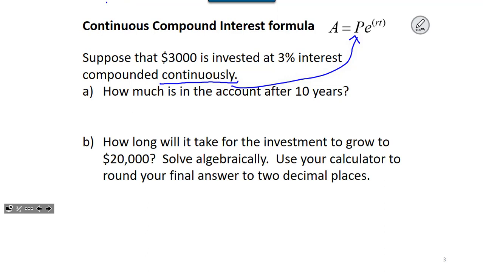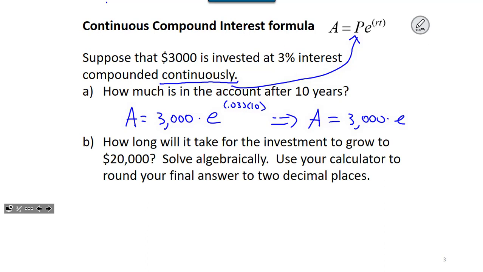And so in that situation, A is equal to 3,000 times e raised to the 0.03 times 10. And so that says that A is going to be equal to 3,000 times e raised to, then we have the 0.03 that we're going to be multiplying by 10, and so that's just going to turn into 0.3. 0.03 times 10 is going to leave you with 0.3. So on my calculator, I would have to do 3,000 times e raised to the 0.3.